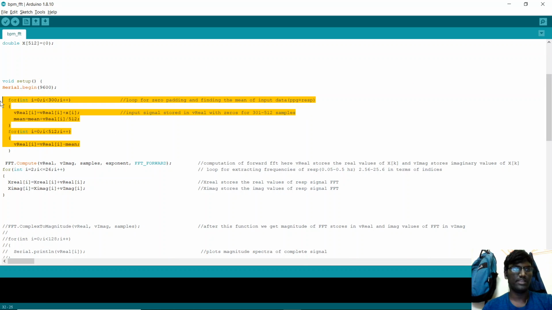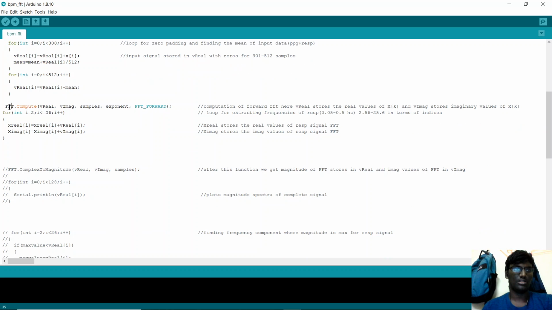Here we find the mean and subtract it to get a zero mean signal, and then we compute the fast Fourier transform. The FFT library has an inbuilt function, FFT.compute, with FFT forward for the fast Fourier transform and FFT reverse for the inverse Fourier transform. Therefore we get the fast Fourier transform in vReal and vImag. These two, vReal plus j into vImag, give us the actual fast Fourier transform of the given signal. So let's take a look at that.